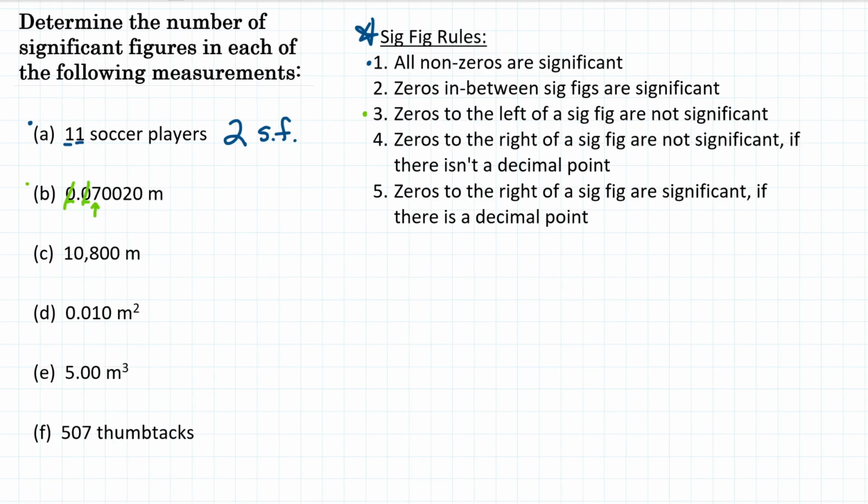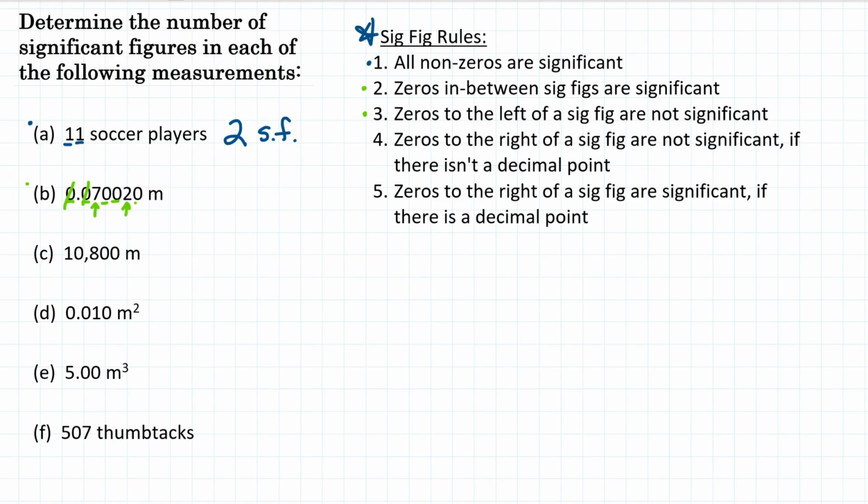All right, then we have the 7 and then 0, 0, 2. We have these 2 zeros here, and they are in between the 7 and the 2, which are both significant because they are not zeros. So what about the zeros in the middle? Well, rule number 2 says zeros in between sig figs are significant. So those 2 zeros are significant because they're in between the 7 and the 2.